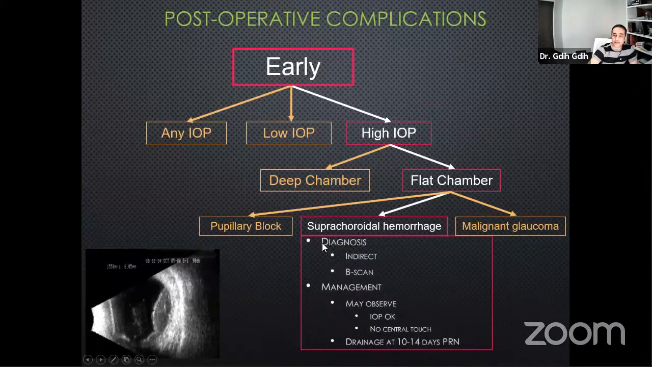And then diagnosis, you can make a diagnosis either by indirect ophthalmoscope or B-scan. Management, you may observe if it is just peripheral, make sure the pressure is okay and no central touch. They can be drained in 10 to 14 days if they are not resolved. But also you want to discuss it with the retina service and go from there.